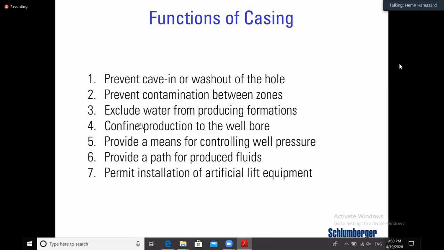Like I said, if you have water with the oil in your reservoir or above, you have some water formations, you can exclude that water by setting casing in that section. Confine production to the wellbore.